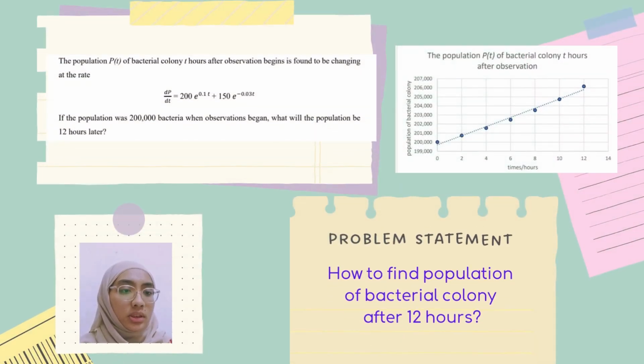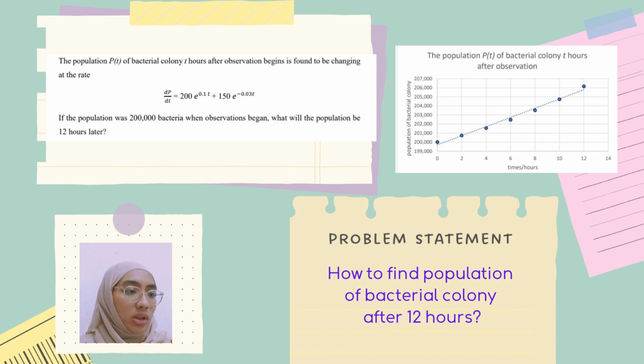This is the question. The population of a bacteria colony 3 hours after observation began is found to be changing at the rate dP/dt equals 200 e to the power of 0.1t plus 150 e to the power of negative 0.03t. If the population was 200,000 bacteria when the observation began, what will the population be 12 hours later? This is a graph about the population of the bacteria colony after certain hours.